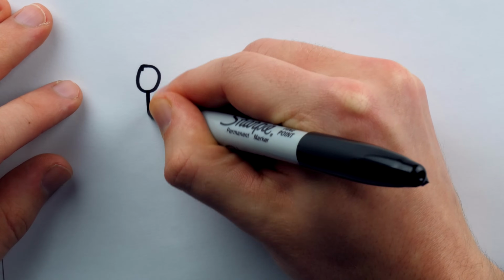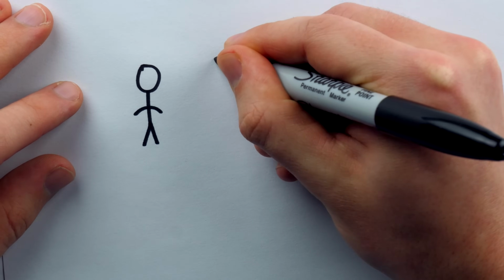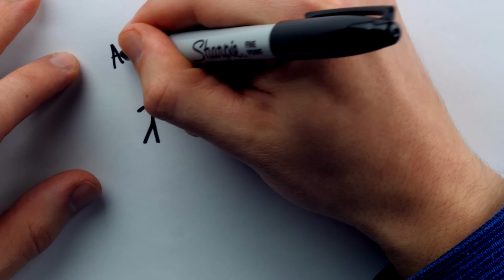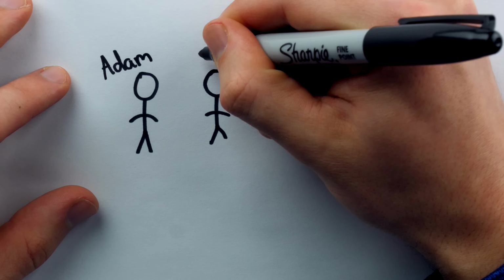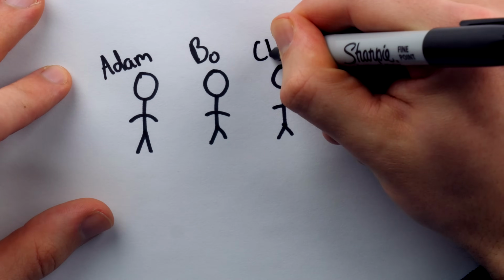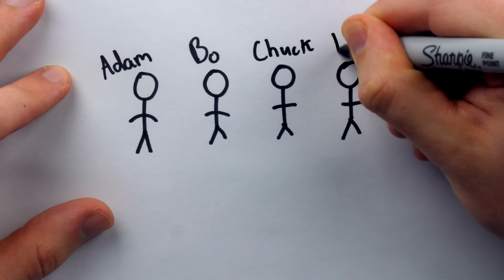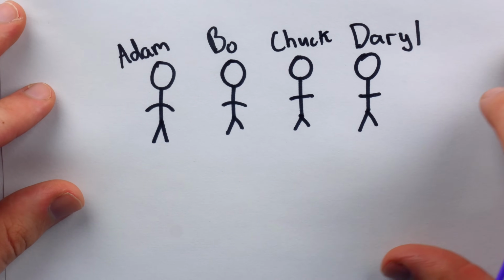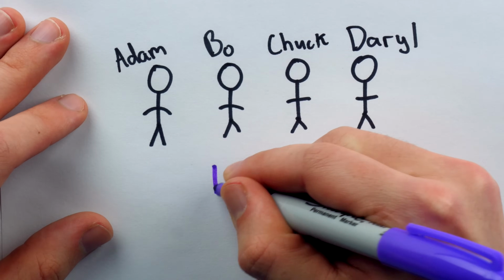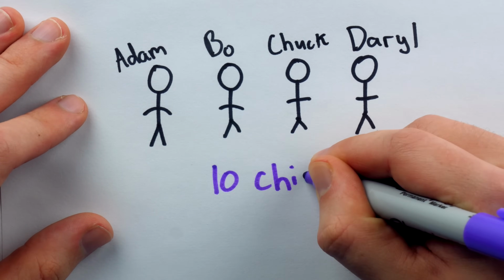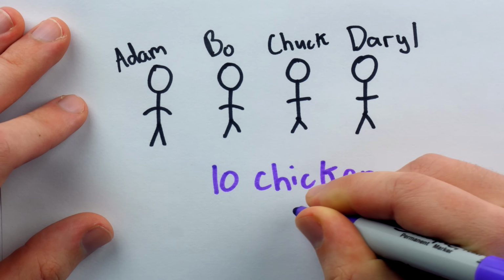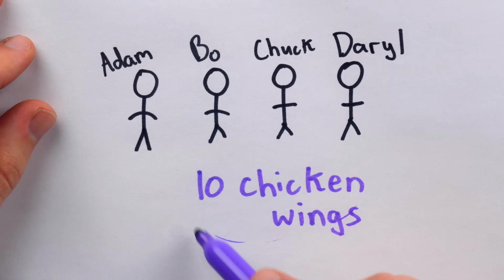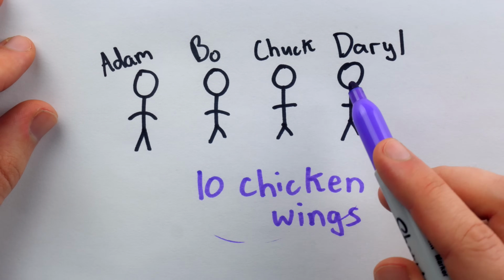For an example of the stick and balls method in action, let's say we have 4 men, and the men are distinct. Perhaps this one is named Adam, and the next one is named Bo, and the next one is named Chuck, and the last guy is named Daryl. So these are 4 distinct men, and we are gods, and it is our intention to divide 10 chicken wings among these 4 men. The chicken wings, it should be stated, are identical. The math question here is how many ways could we divide these 10 chicken wings among these 4 men?